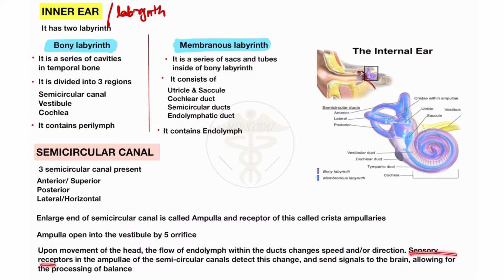After that, the sensory receptors in the ampulla, this is the ampulla, the sensory receptors in the ampulla of the semicircular canal detect these changes and send the signal to the brain, allowing for the processing of balance. So the main function of the semicircular canal is balance.